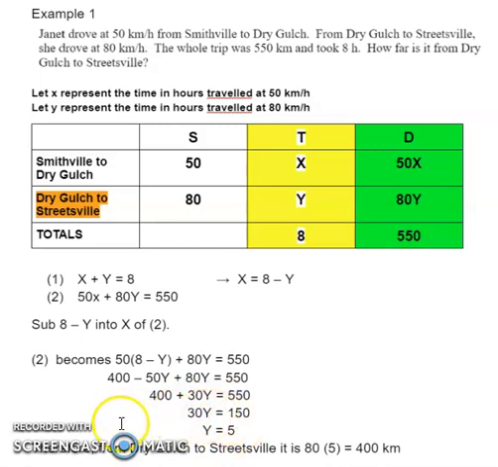But you have to multiply 80 by 5 to get 400, so therefore Dry Gulch to Streetsville has 80 times 5 or 400 kilometers, and that's how you solve this problem.